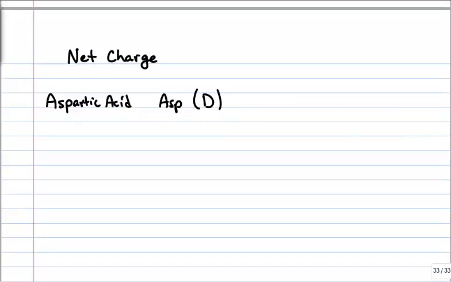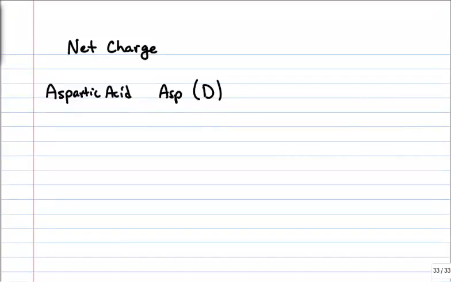Let's just start with our old friend, maybe our new friend now, aspartic acid. Its abbreviation is ASP, and the one-letter abbreviation is D. That's aspartic acid. I'm going to draw the structure of aspartic acid. You'll be given the structure of aspartic acid, okay? But you have to know how to use it.